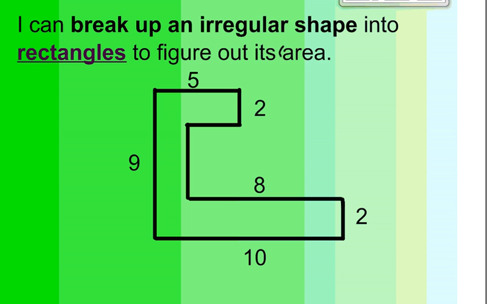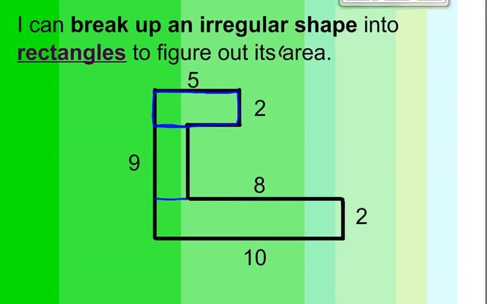All right, now I'm going to look at another problem right here. I can break up an irregular shape into rectangles to figure out its area. So first thing I'm going to do is divide it into rectangles. Let's see, I'll put a line right there. There's one rectangle that's here. And then I'm going to put another line right there, and now I have 3 rectangles.